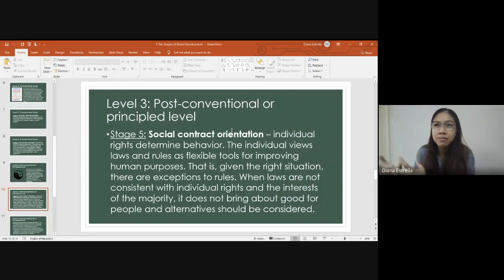But for stage 5, ang concern mo is ano yung value na pinopromote ng law na to or ng rule na to. Okay. So I hope na-explain ko siya ng maayos, guys.